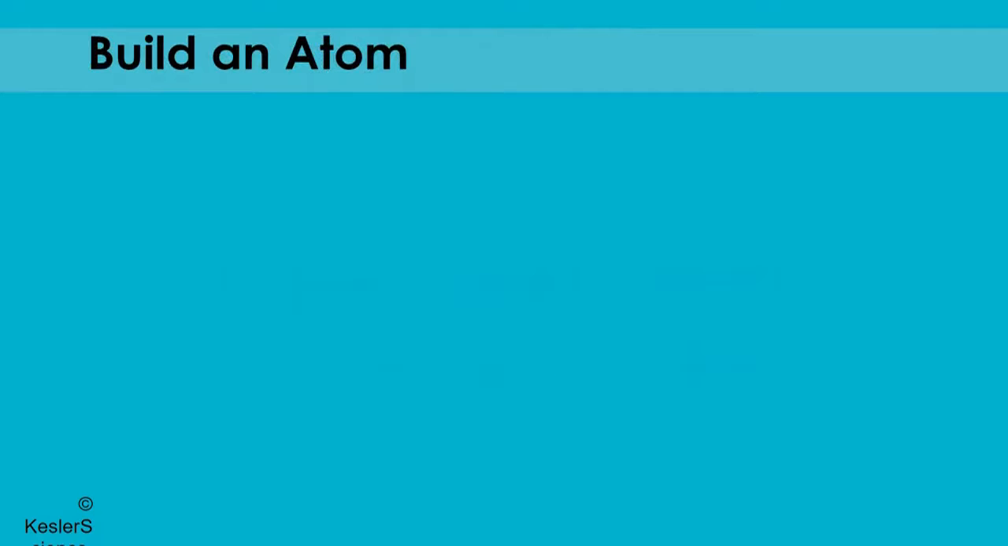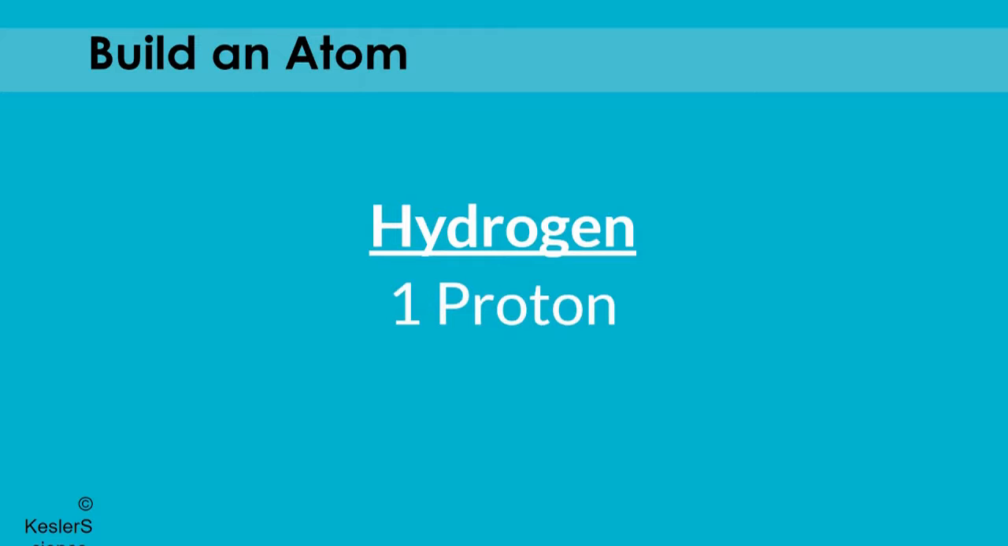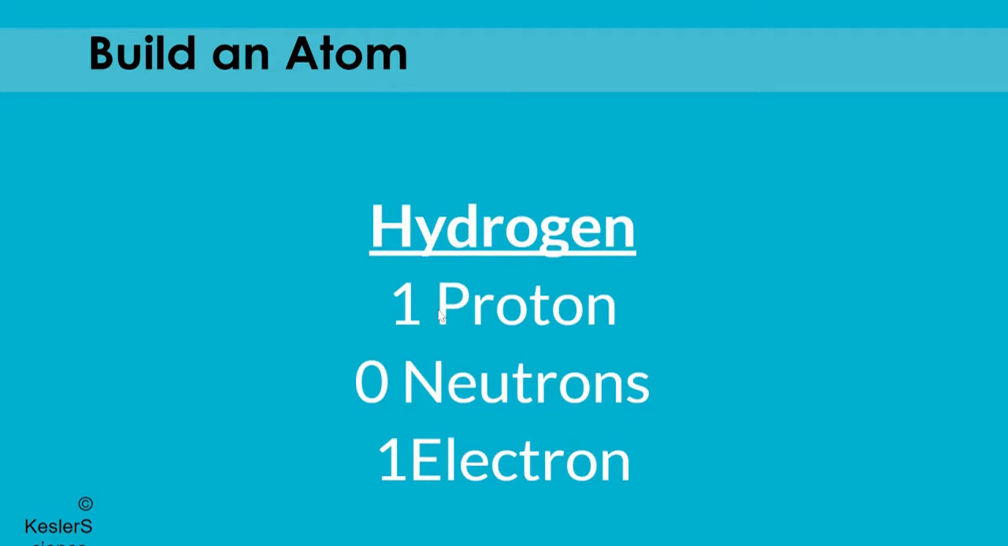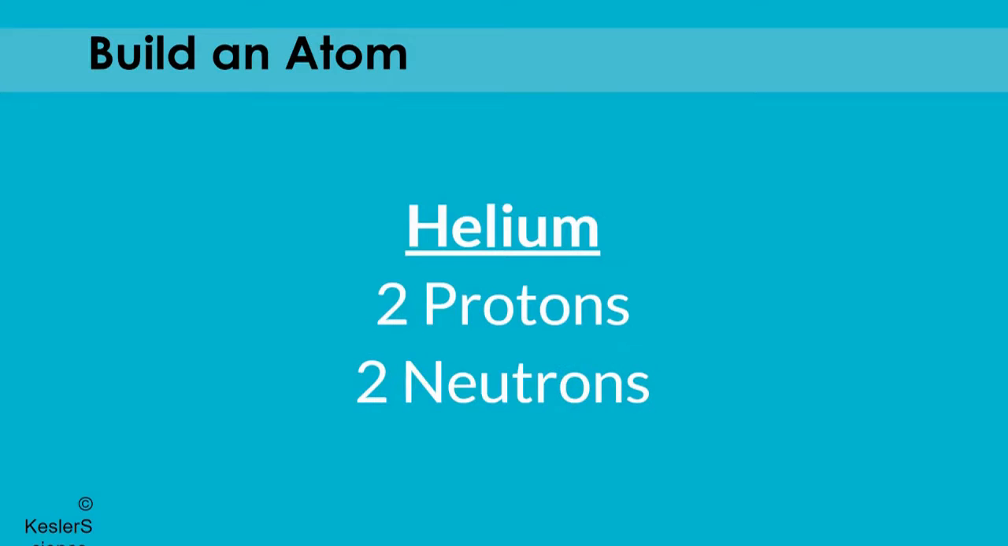Okay, so now let's use this to help us build an atom. Well, we take the hydrogen atom. It has one proton. It has an atomic number of 1. It has 0 neutrons. And because the number of protons and electrons are the same, we know it has one electron. Helium. If it has 2 protons, it means that it has 2 electrons. So 2 protons, 2 electrons.